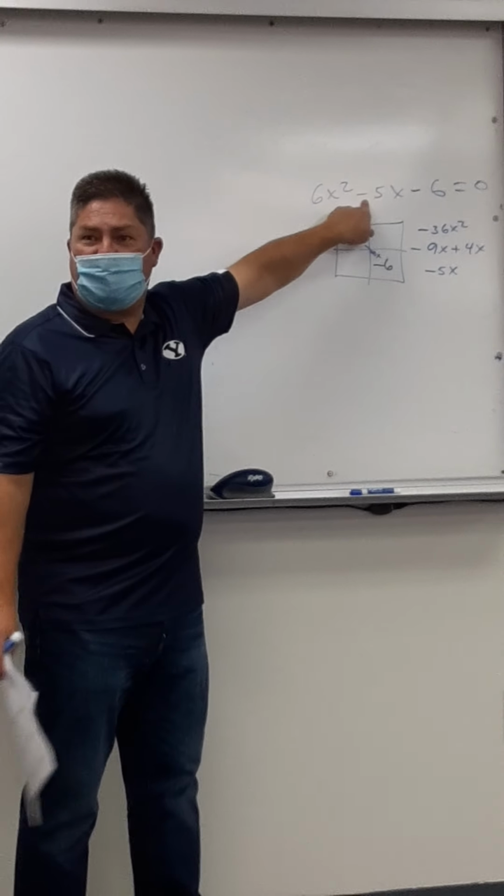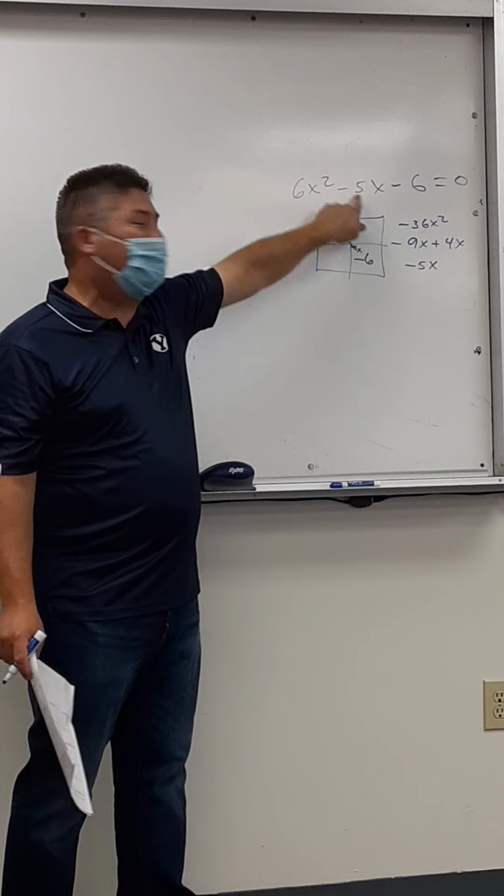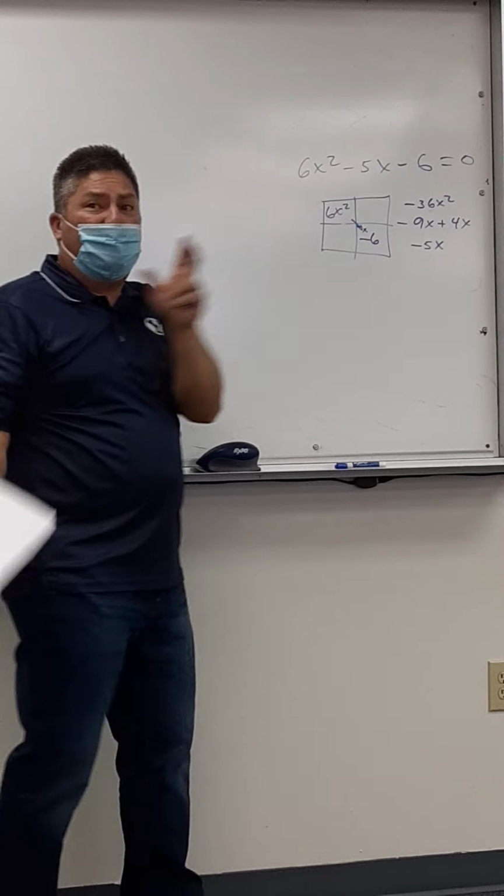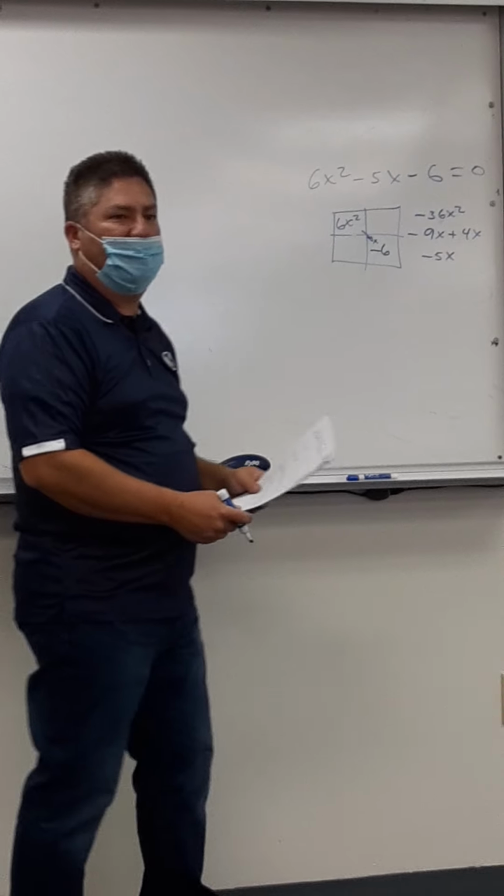You with me on that? Because the middle term was -5x. If the middle term was plus 5x, then they'd be opposite. You got that, Avery? Yeah. So you were on the right track though. You're okay. It's not a big deal.